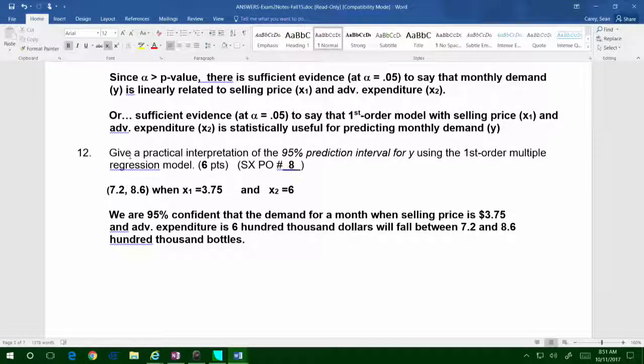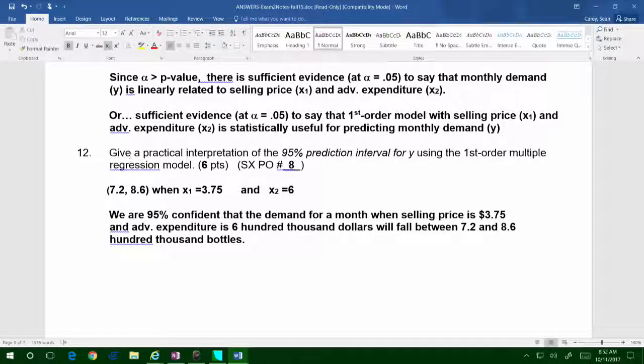Okay, and remember, being a prediction interval, you have to get your experimental unit in there also. So for a single experimental unit with these values of the x's, that's what comes next. The demand for a month when selling price is $3.75, that's one of the x's, and advertising expenditure is $600,000, that's the other x. So for a month that has those values of the x's, demand is going to fall between the 7.2 and the 8.6, but now you need your units of measurement on demand.